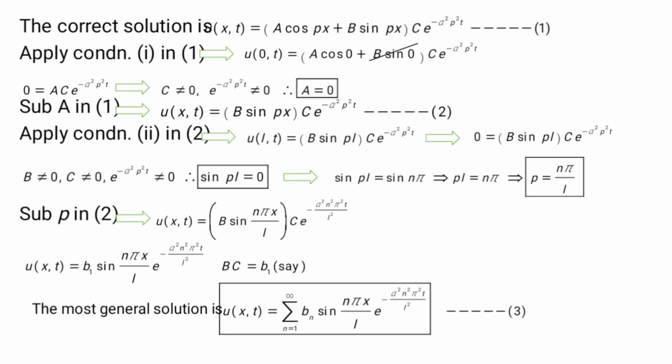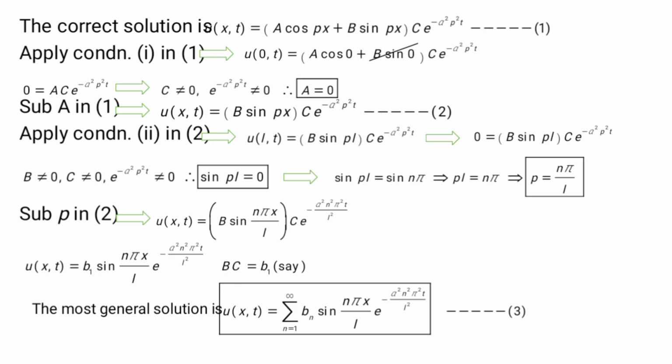Apply condition 1, that is u(0, t) = 0. So put x = 0 in equation number 1. We get A = 0 because e^(-α²p²t) is not equal to 0, and also C is not equal to 0. So the only possibility is A = 0. And substitute the same condition u(L, t) = 0. So put x = L. Then we get p = nπ/L.